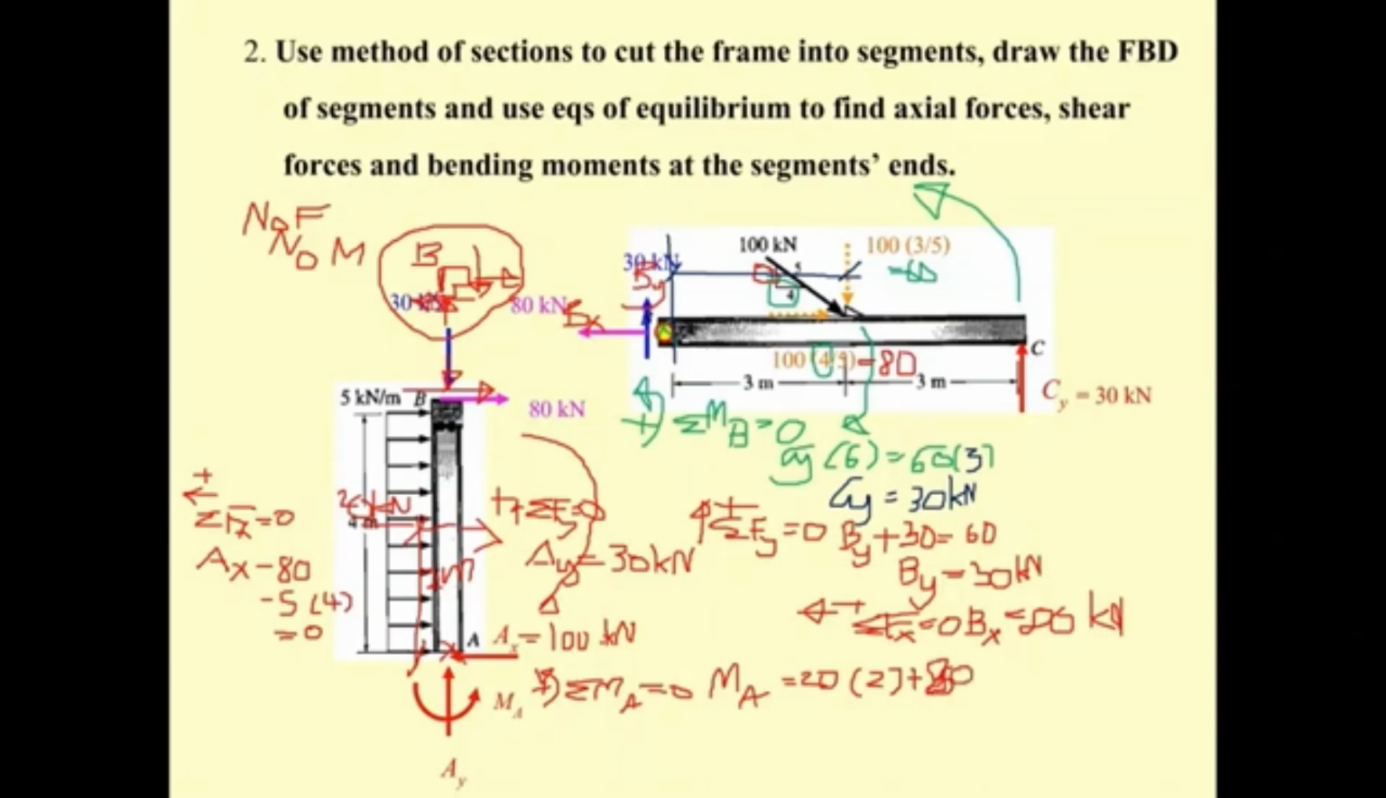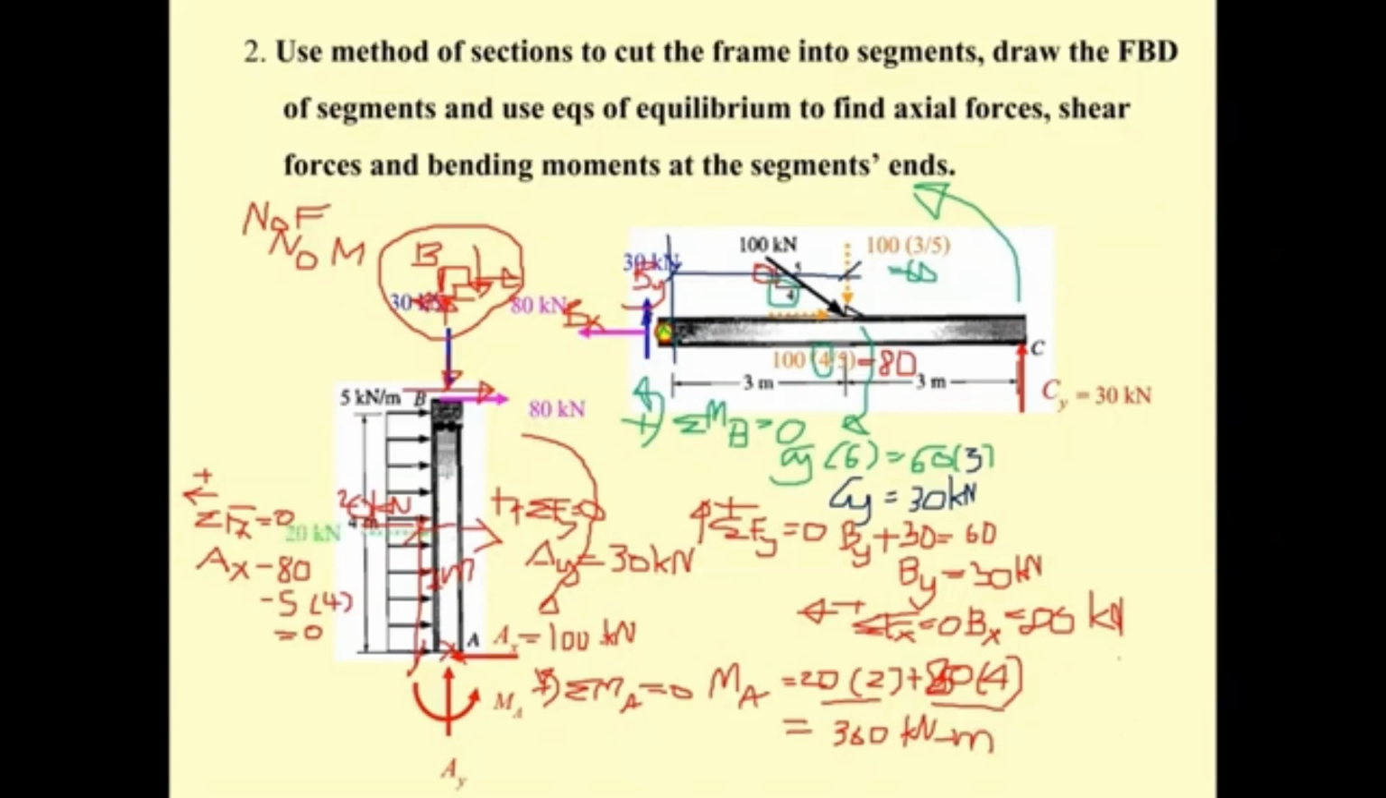The 80. Oh, my hand is hard to control the mouse. So it's 80 times what? Times 4. Okay, this is 4. And then this is going to be 330. This is going to be 40. So this is supposed to be 360 kilonewton meter. Okay, that is the moment M sub A.